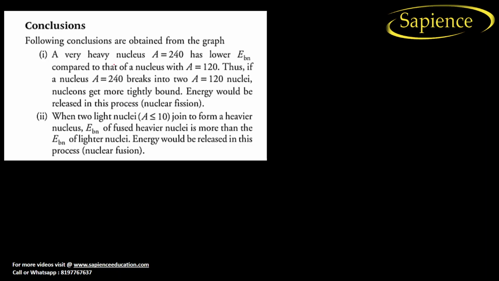So from here we can get some conclusions. Following are the conclusions obtained from the graph. A very heavy nucleus like A equal to 240 has a lower binding energy per nucleon as compared to a nucleus with mass number 120. If A 240 breaks into two A 120 nuclei, the nuclei get more tightly bound.